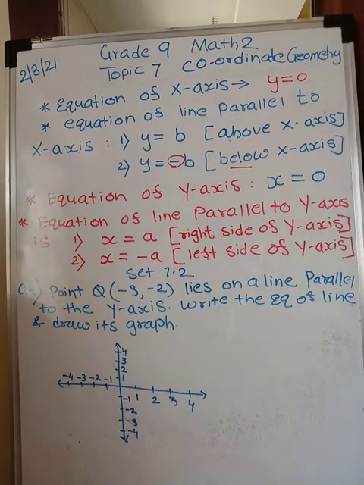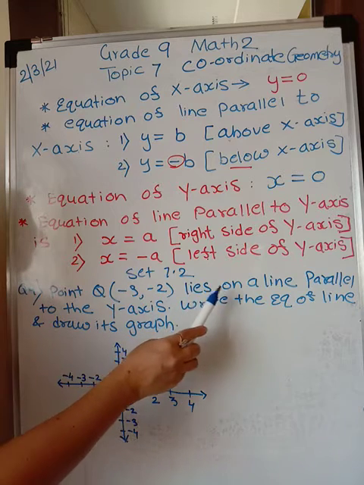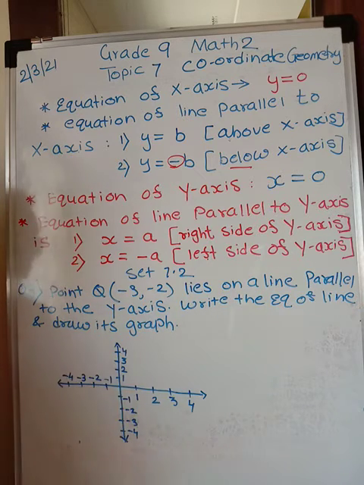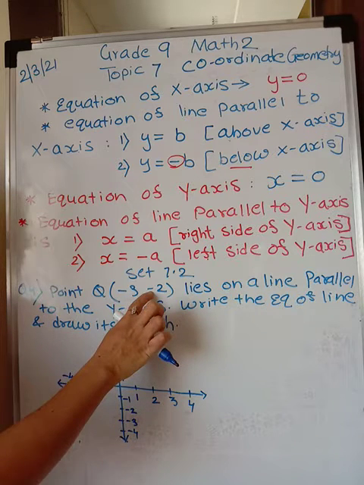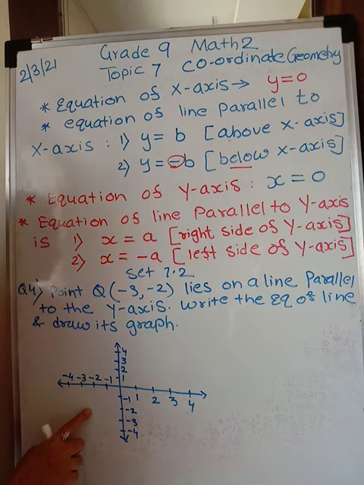Now see students, look at question 4. Point Q (-3, -2) lies on a line which is parallel to the y-axis. First let us plot this point. Now see, both signs here are negative. That means the point is going to lie in the third quadrant.